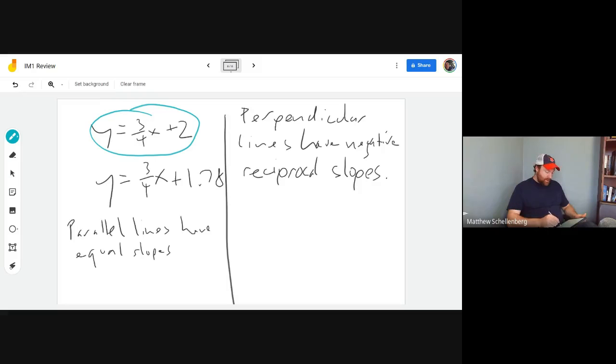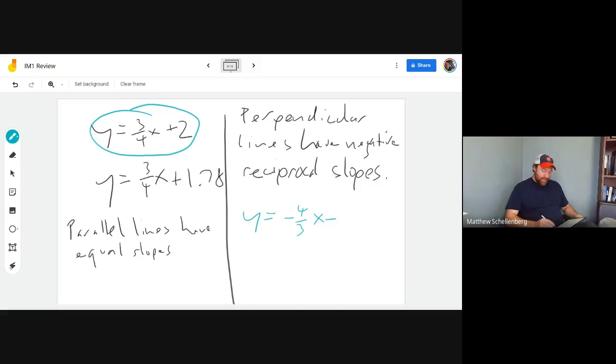So that would be y equals, and we have to do two things. Flip the slope and flip the sign, meaning if it's positive, make it negative. If it were negative, then you make it positive. So this would be negative 4/3 x. And again, the y-intercept doesn't matter. It doesn't matter what the y-intercept is.